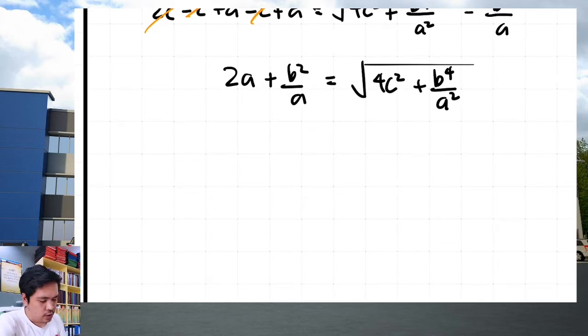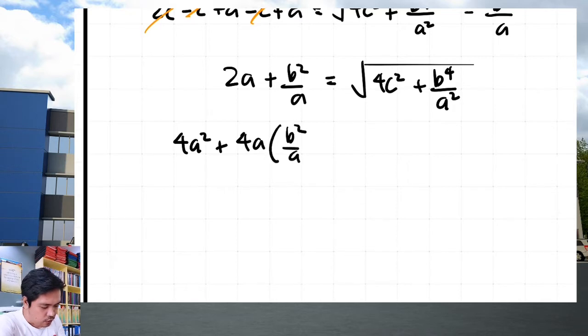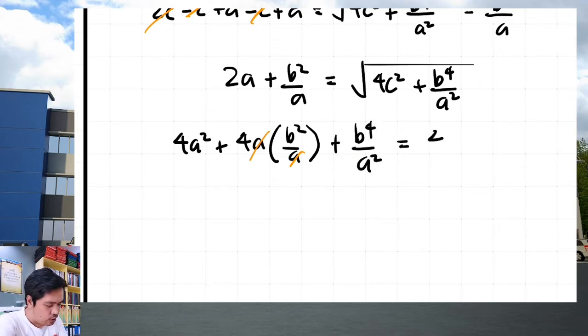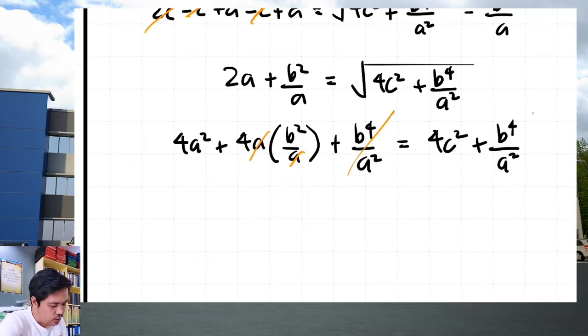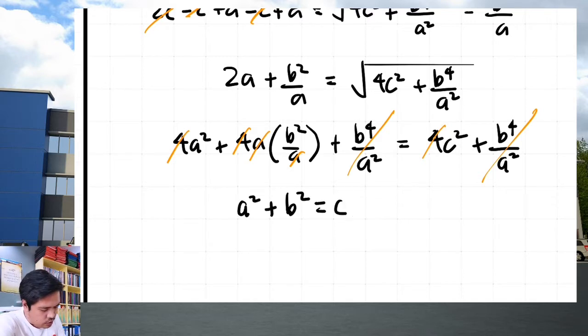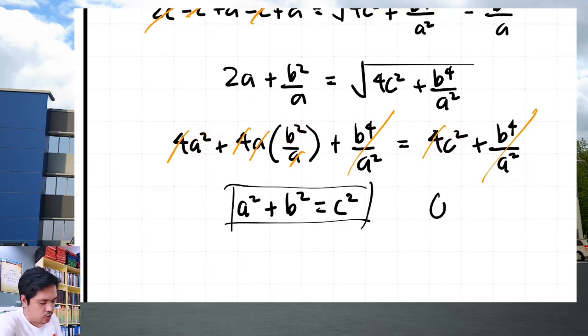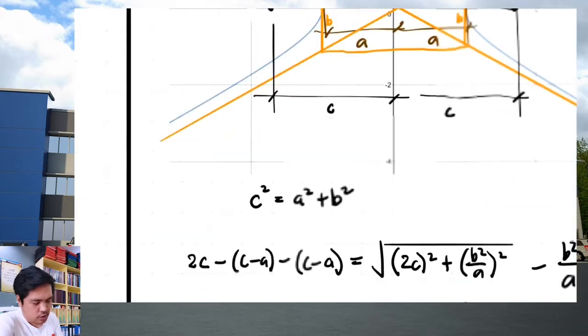Then if we square both sides to eliminate the radical, that would be 4A squared plus 4A times B squared over A, so we could just cancel this out, plus B raised to 4 over A squared, equal to 4C squared plus B raised to 4 over A squared. Then this cancels out, and we could factor out 4 and cancel it. So we have shown that A squared plus B squared is equal to C squared. QED. We have illustrated this relation.